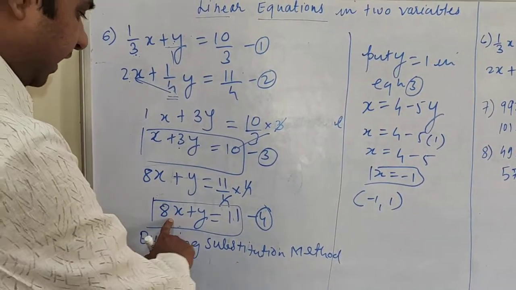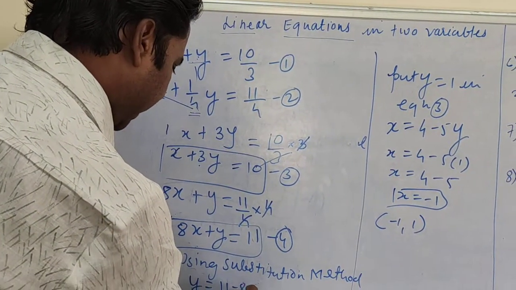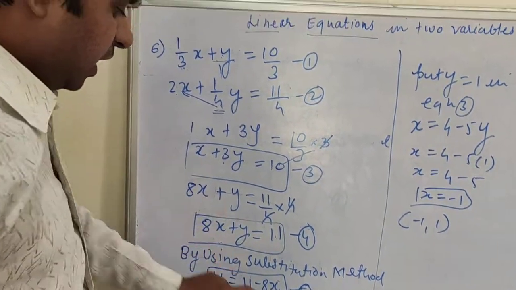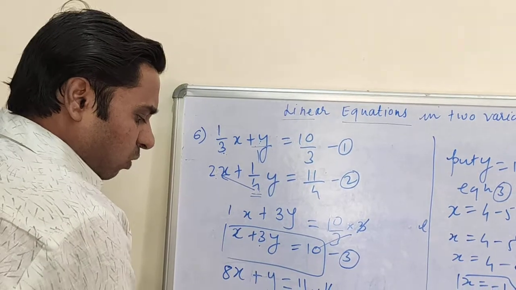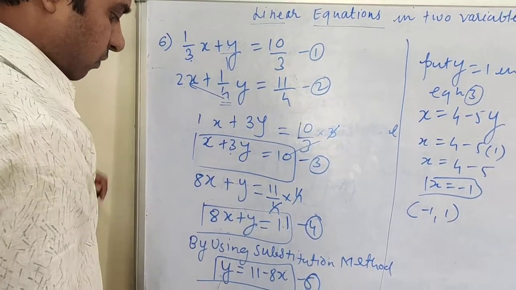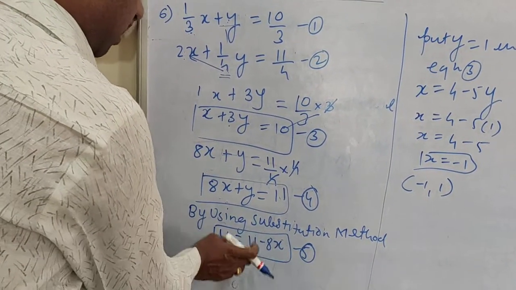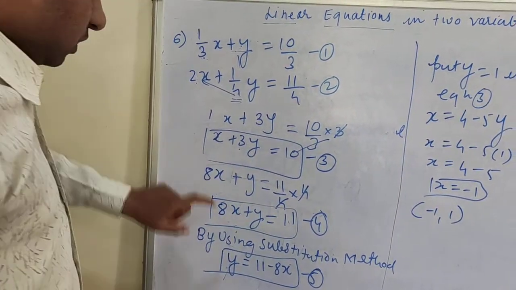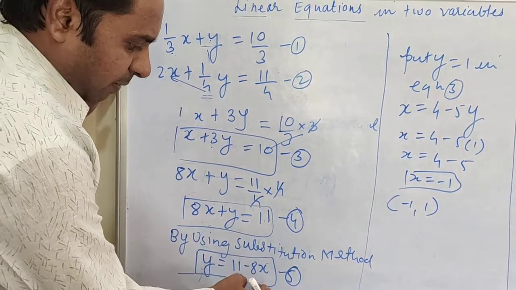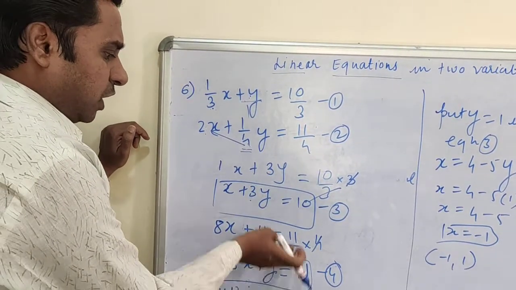Okay, so this 8x we will transpose on the right hand side. y is equals to 11 minus 8x. Okay, this is equation 5. Now this equation 5 we can substitute this value of y in equation 3. See, y as it is, 8x I have transposed on the right hand side. So 11 minus 8x, this value of y we can substitute in equation 3.